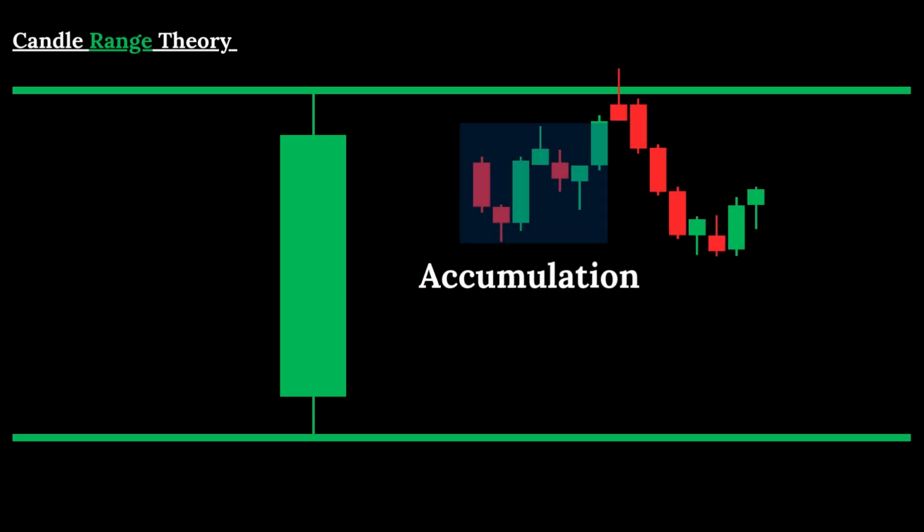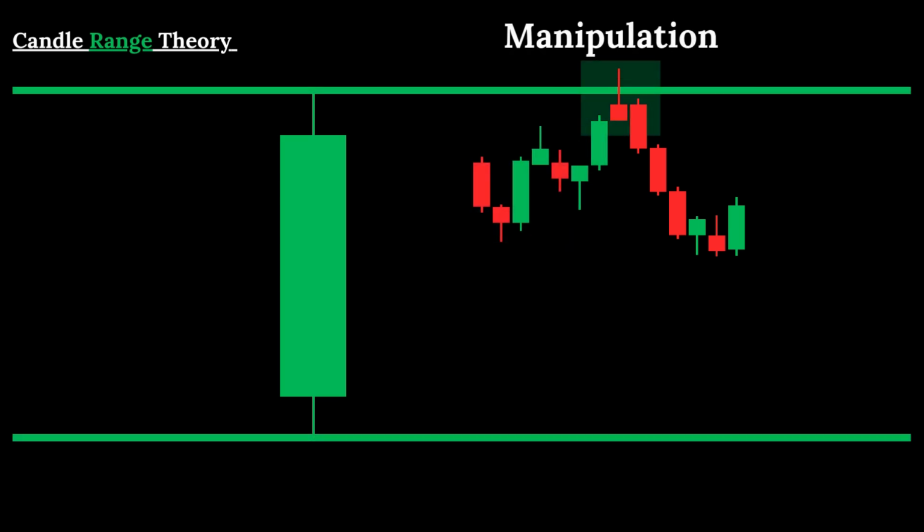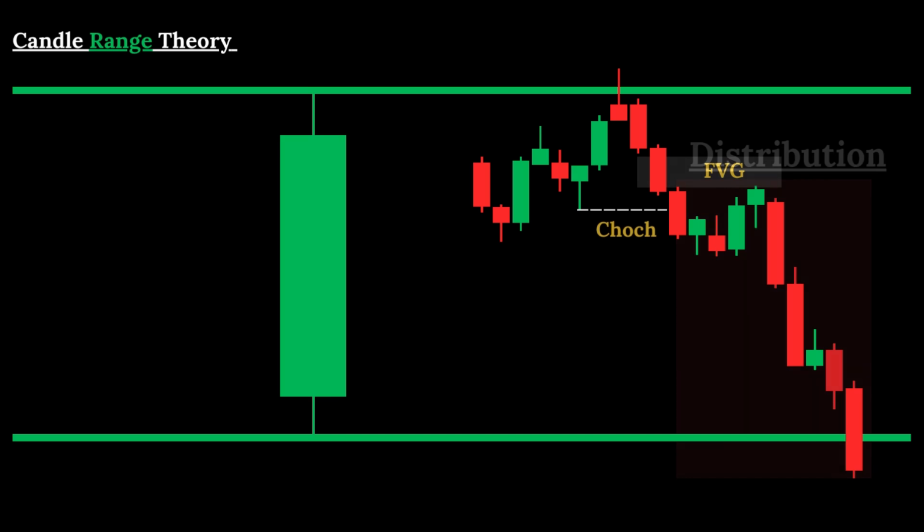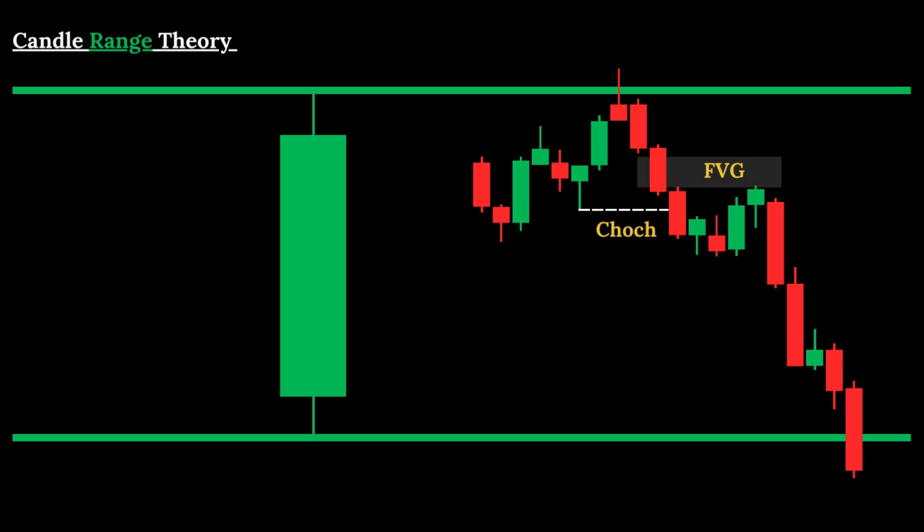And here we can again see that we have another AMD model with an accumulation phase, followed by manipulation in the form of a liquidity sweep, before price then pushes down during the distribution phase. And in terms of market structure analysis, we can see where the price creates a change of character after the liquidity sweep, before then using the bearish fair value gap as the catalyst to attack the candle range low.